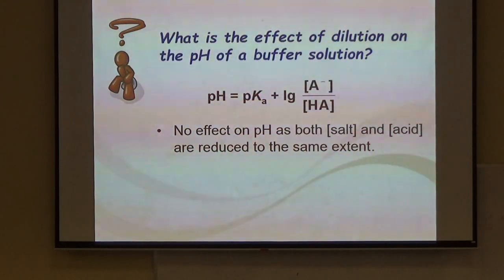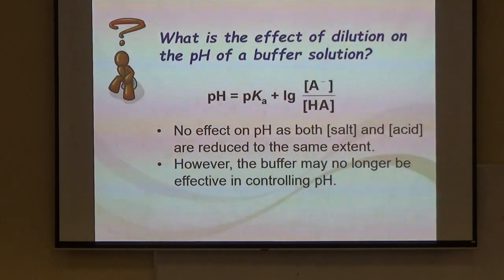However, as you have seen, if you use a dilute solution, it will be easy for the A minus and the HA to be used up if you add a substantial amount of acid or base. So a dilute solution, the buffer may not be so effective in controlling the pH. Because if it's very dilute and you don't use a large enough volume, you add a little bit of, let's say, HCl, all of the A minus can be used up. And once that happens, the buffer can no longer function. Yes.